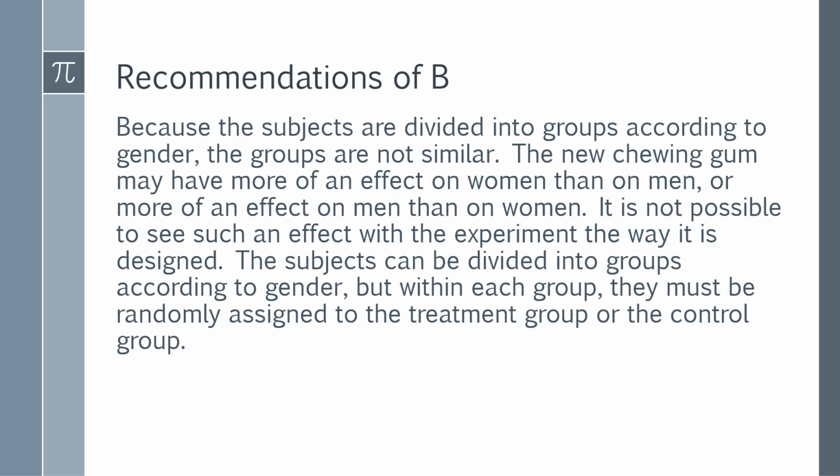So the issue that we're having is that the subjects are divided into groups according to gender, and the groups may not be similar. The new chewing gum may have more effect on women than on men, or vice versa. It is not possible to see such an effect with the experiment the way it is designed. The subjects can be divided into groups according to gender, but within each group, they must be randomly assigned to the treatment group or the control group.